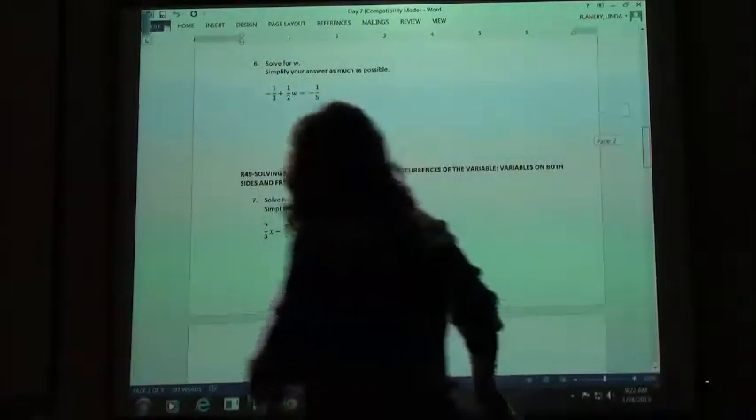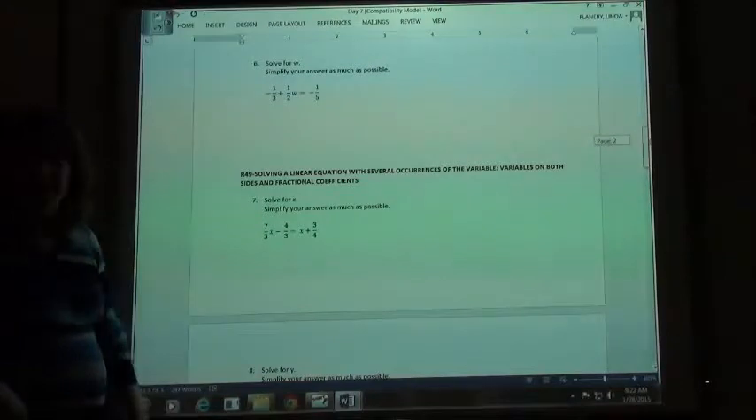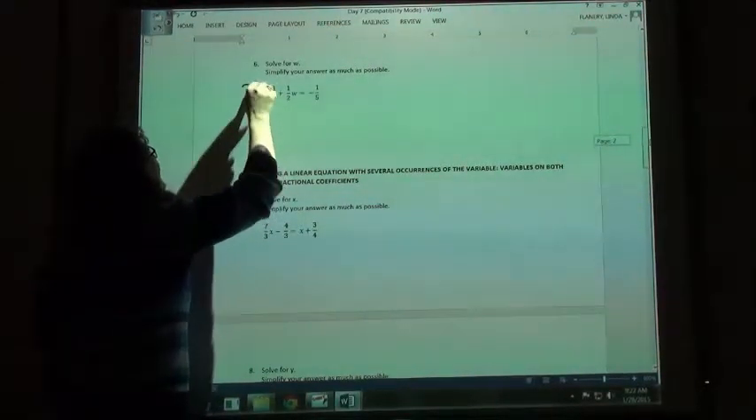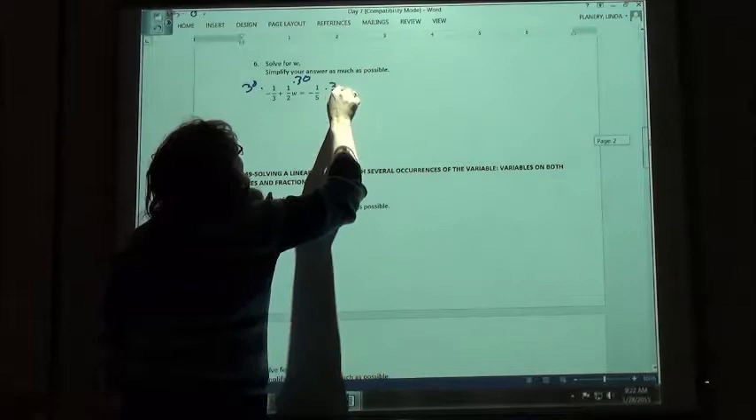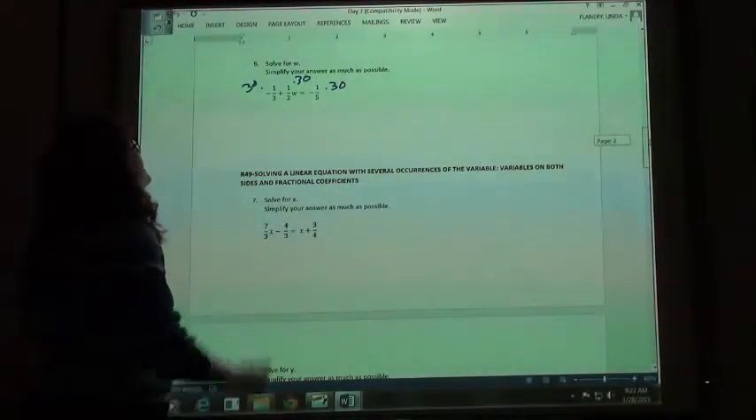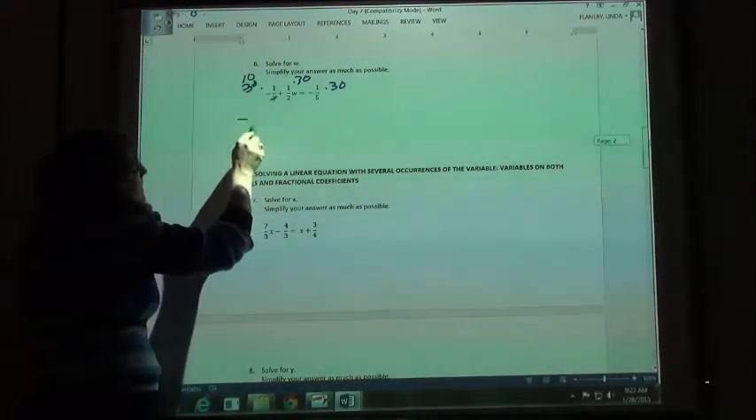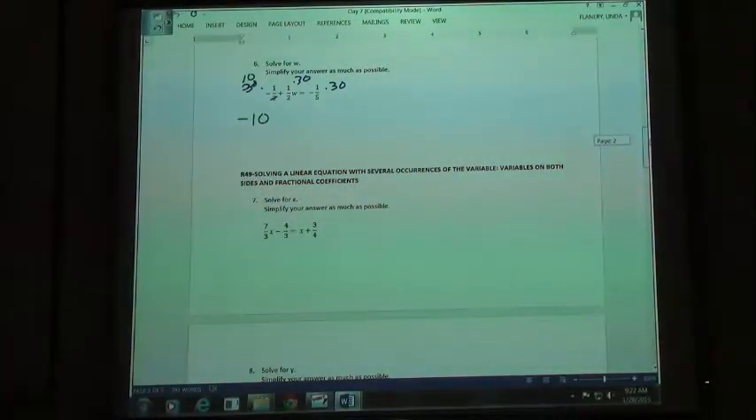Number 6. We have negative 1/3 plus 1/2 w equals negative 1/5. So if we multiply by our common denominator, we'd be multiplying by 30 again, right? So if you take 30 times that negative 1/3, you're going to get 10. 3 goes into 30 10 times, and 10 times negative 1 means I'm going to get negative 10, right?